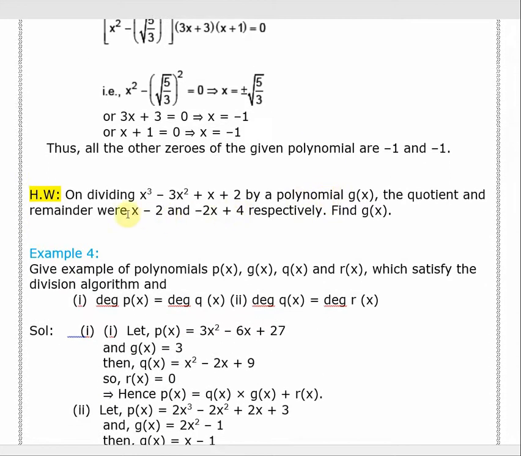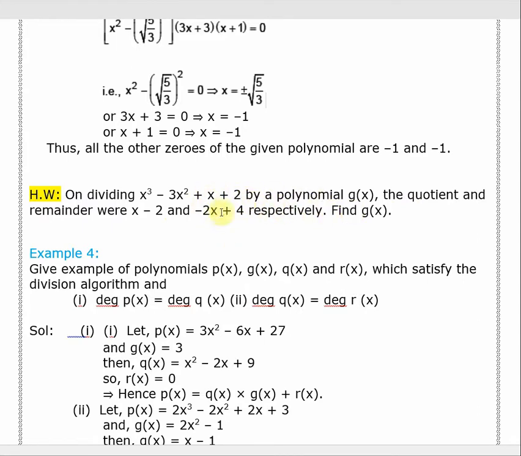Now there is a homework given, you can check this by yourself: on dividing x cube minus 3x square plus x plus 2 by polynomial gx, the quotient and the remainder were x minus 2 and this respectively, find gx. It's a similar sum, this kind of division we have to do here. Just make sure that after the division you compare the two sides of the remainder and you get it.